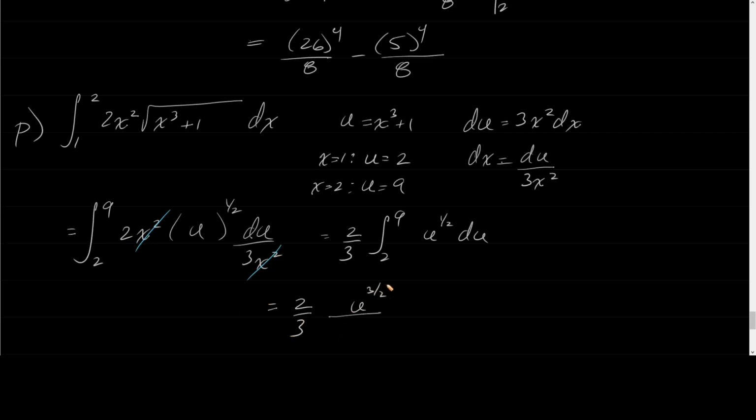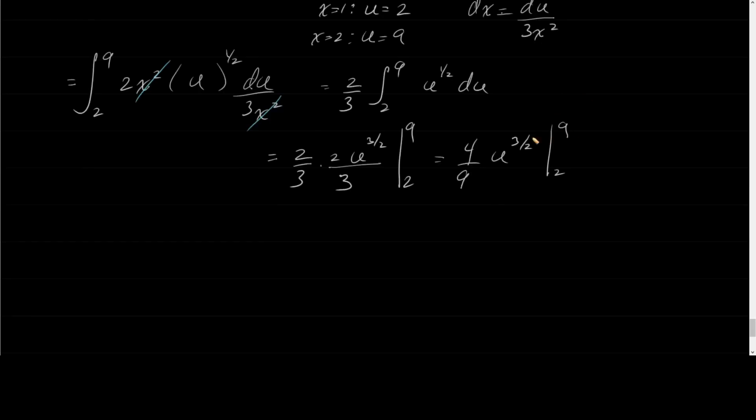divide by the new exponent, which really means multiply by the reciprocal of the new exponent. So what we really get here is, oh wait, hold on, my balance, from 2 to 9. So we get here 4/9 u to the 3/2 evaluated from 2 to 9. And now that we're evaluating this, we get 4/9, well, let's plug in the top. 9 to the 3/2 minus 4/9 times 2 to the 3/2.